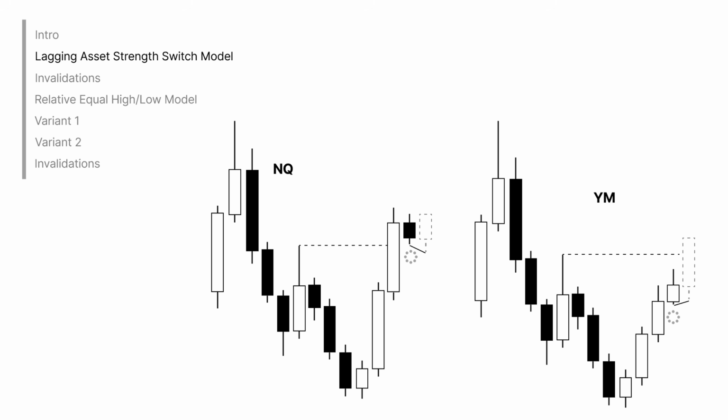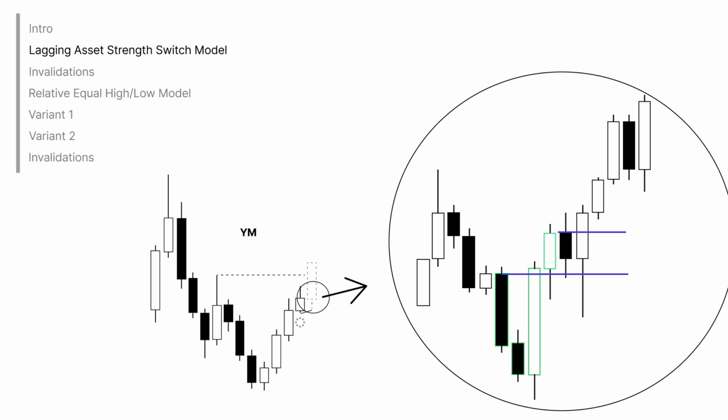If you want a detailed video about strength switching, write it in the comments. When we get the higher time frame strength switch confirmation, we drop down to the lower time frame and wait for a clean V-shaped CSD, and then we can enter on the first or second CSD. There will be a video in the future about entering on the first or second CSD.